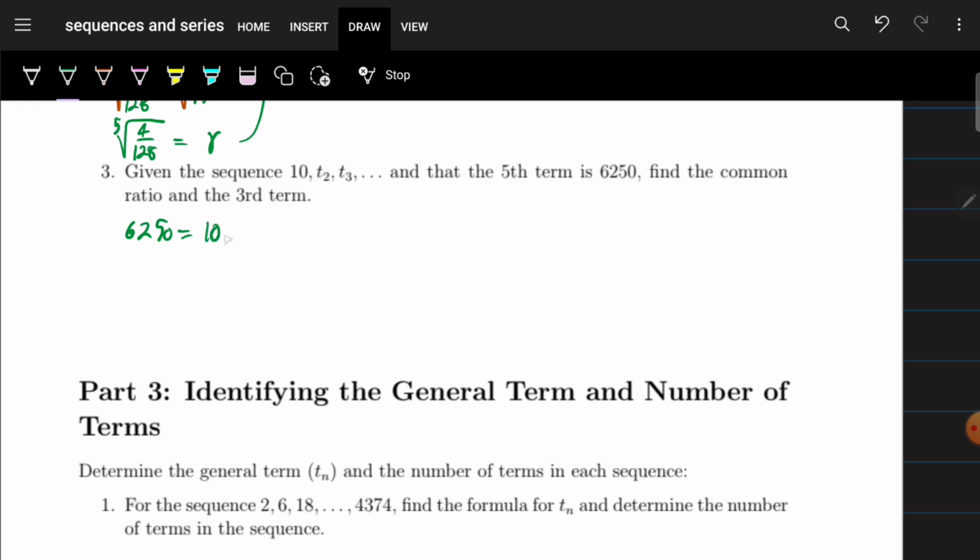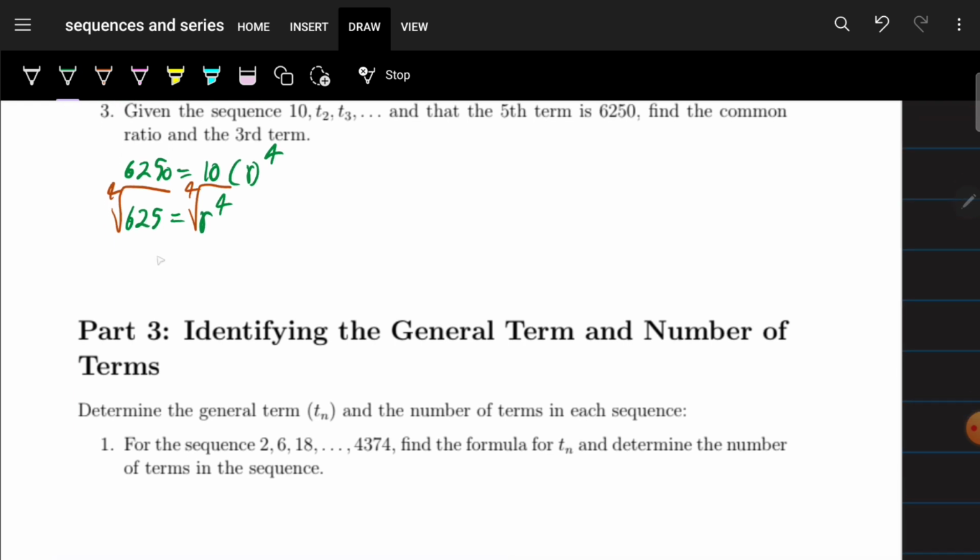First term, 10 times common ratio, and this is the fifth term, so we do 5 minus 1. I'll just write that as a 4 right now. Okay, divide both sides by 10. If we divide both sides by 10, we get 625 is equal to r to the 4. We'll take the fourth root of both sides, and the fourth root of this, if I'm not mistaken, should be 5. Let's just double check. Yes. So r is equal to 5.